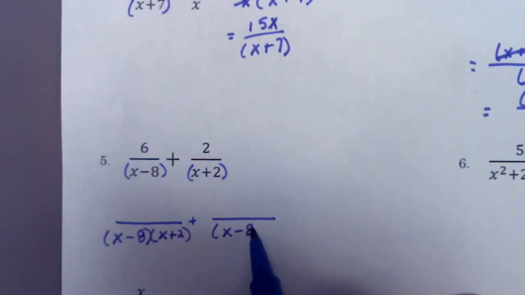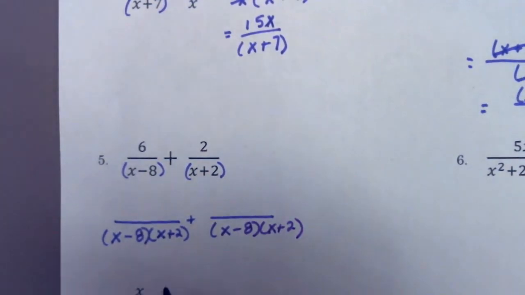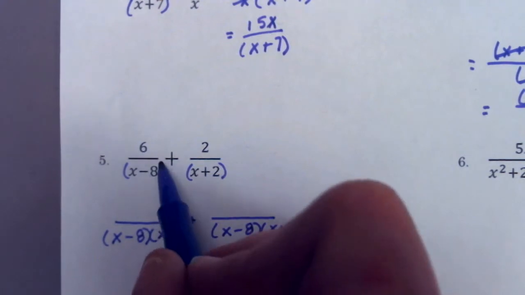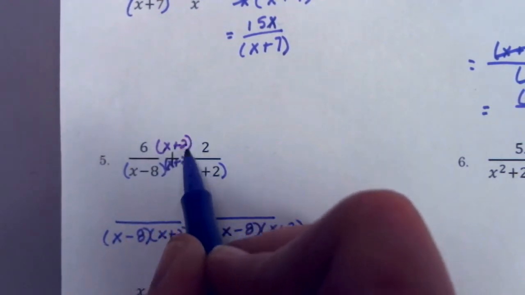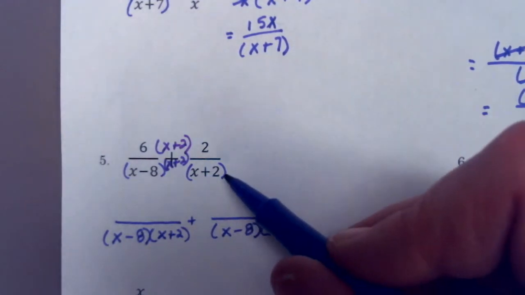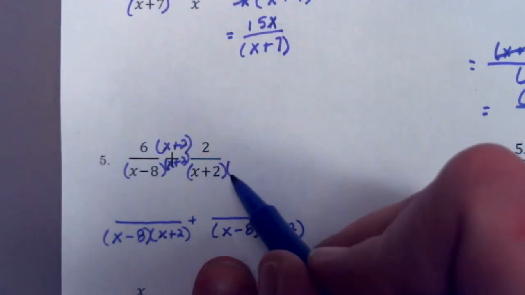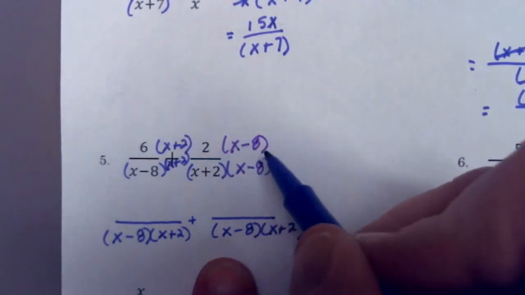X minus 8 times x plus 2. That will be the common denominator. Now, for the first fraction, 6 over x minus 8, I'm missing the x plus 2, so I'm going to have to multiply the numerator and denominator by x plus 2. In the second fraction, I have an x plus 2 in the denominator, but I need an x minus 8, so I'm going to have to multiply the numerator and denominator by x minus 8.